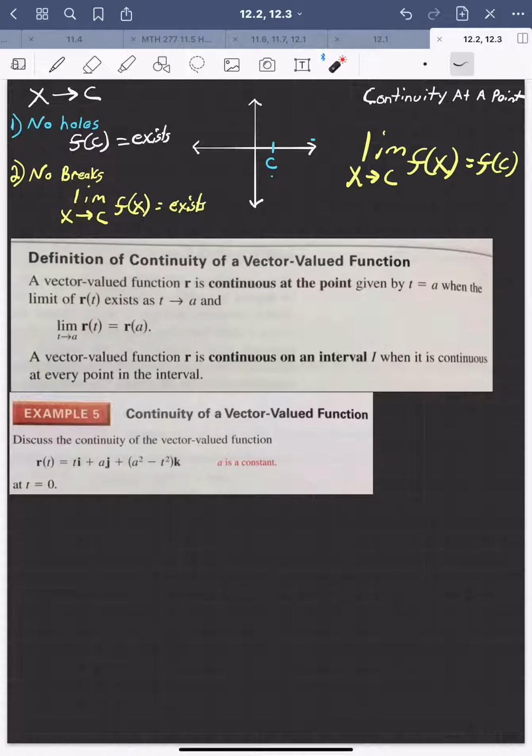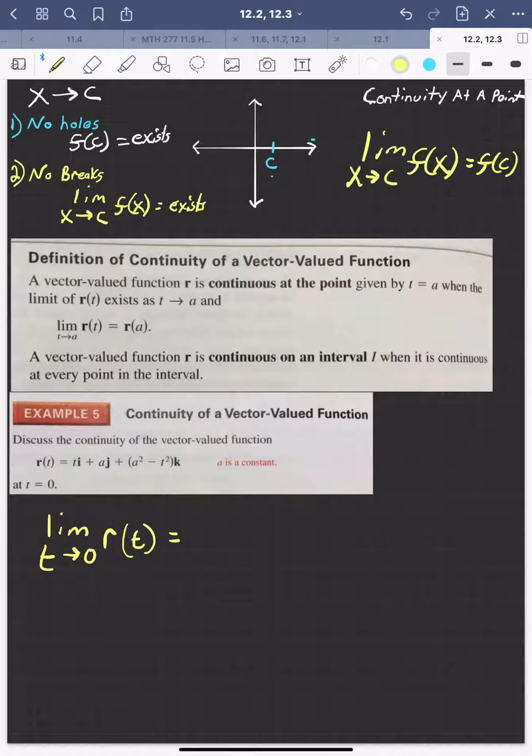Let's jump into an example. Example 5 says, discuss the continuity of the following vector valued function. We are interested in what's happening when t is equal to 0. Ready? So what's going to happen right now is I'm going to take the limit as t approaches 0 of this function. I want to see what happens. So let's take the limit as t approaches 0 of r of t.